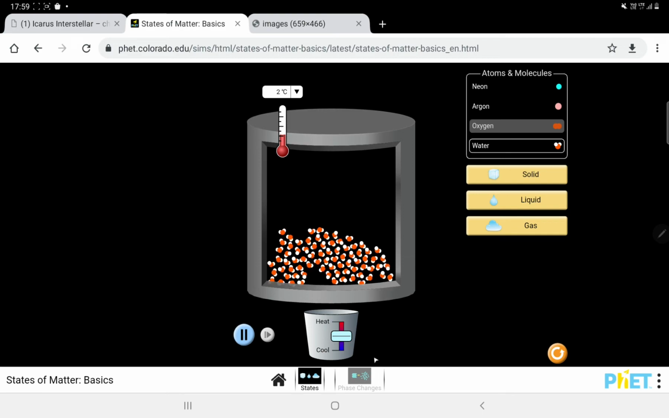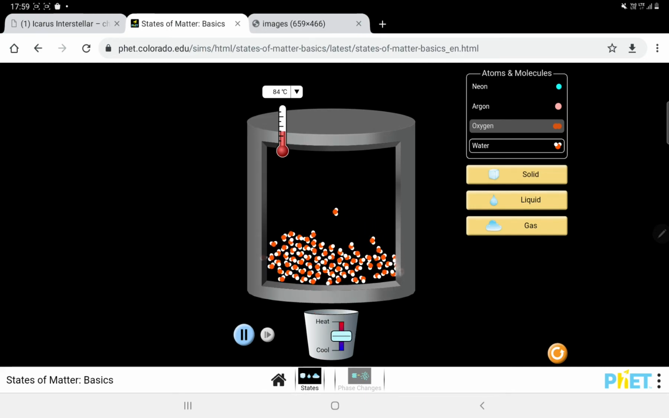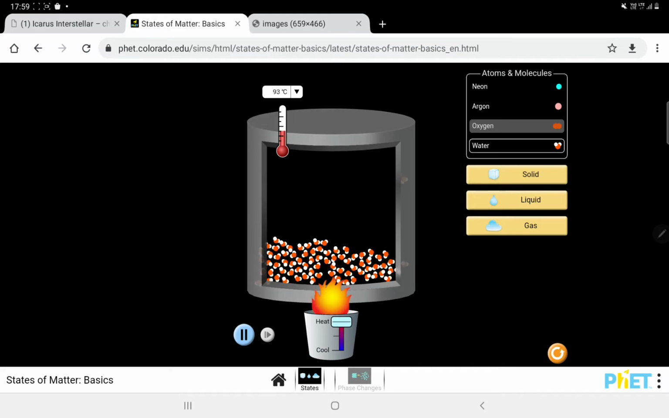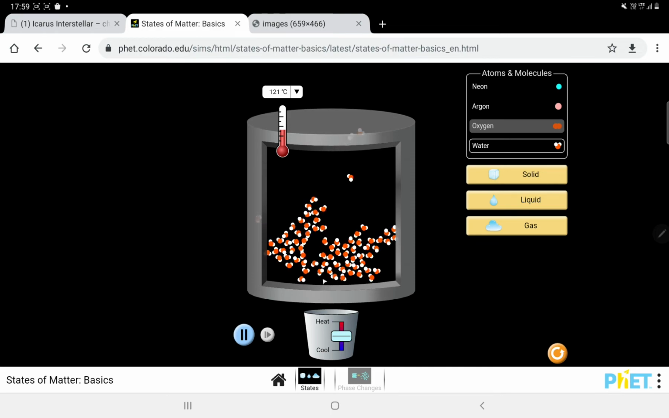Now, what has happened to the speed of motion? We are at 2 degrees Celsius. We've added a lot of heat to it. And you see now they are able to move much better, right? There is a greater degree of motion. What happens when I heat them up more? Let's add around 80, 90 degrees. You see, now some molecules are even moving away from the others. They've got so much energy, right? Let's add more heat. It's 121 degrees.